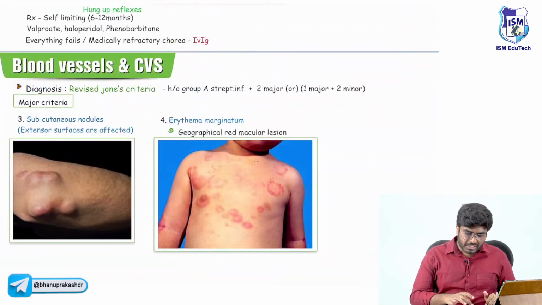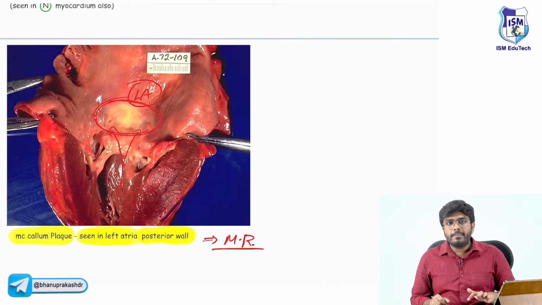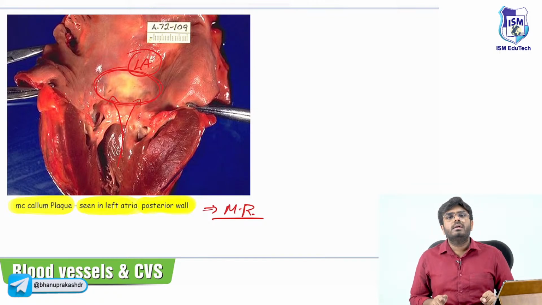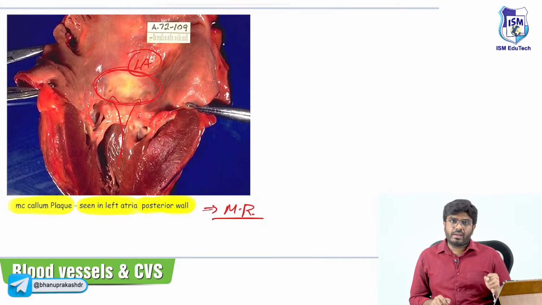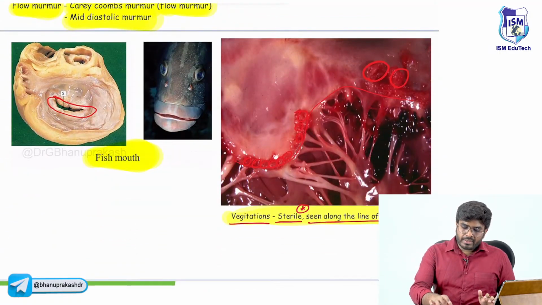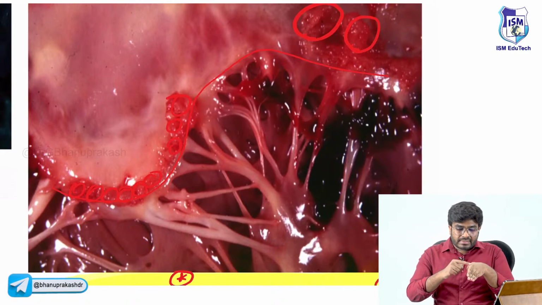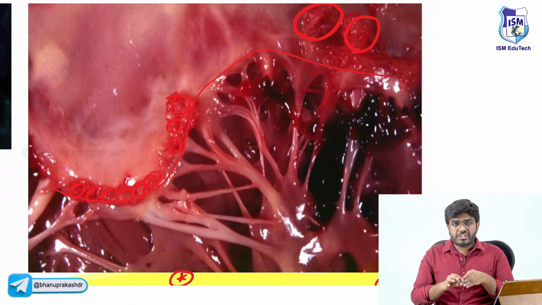Because of the mitral regurgitation, what will you have? MacCallum's plaque. This MacCallum's plaque is seen in the left atrial posterior wall because of the mitral regurgitation. Okay, done. And what else, sir? There will be damage to the mitral valve leaflets. So at the exact line of closure, you are going to see the vegetations. Sir, these vegetations are small.